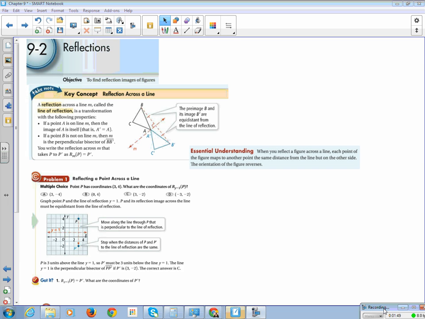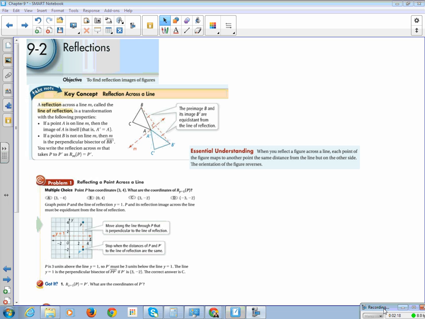When you reflect a figure across a line, each point of the figure maps to another point the same distance from the line, but on the other side. The orientation of the figure reverses. So it's like you're my mirror. My mirror's staring back at me. So it's a reflection. I consider it as a mirror, by the way.